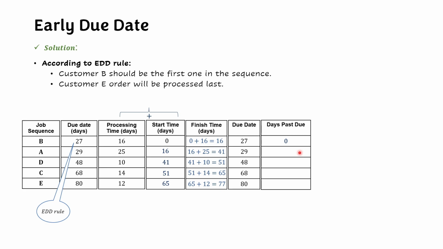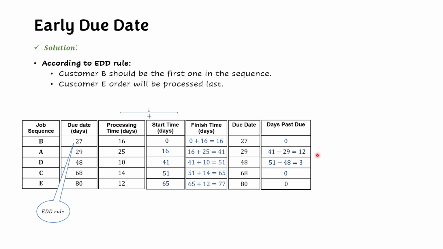In that case, the days past due will be 0. However, if the finish time for a job is more than the due date, as for job A, then the days past due will be equal to the difference between the finish time and the due date. So that will be 41 minus 29 equal to 12. That means we have finished job A 12 days after the due date. Similarly, we will calculate the days past due for each job. For job D, days past due is equal to 3. For job C and job E, days past due are 0.